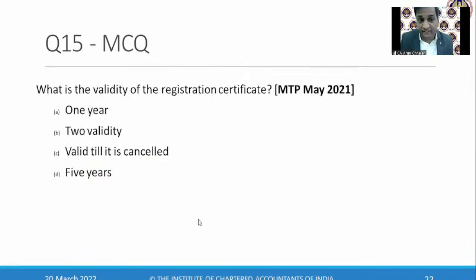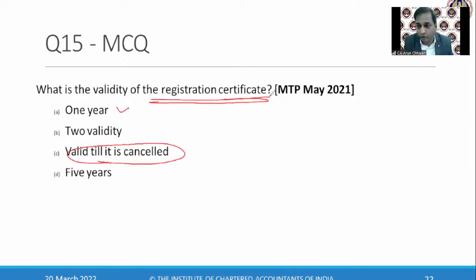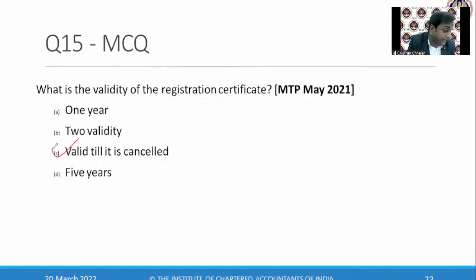The certificate which is being granted is valid till it is cancelled. It has no validity period; I am talking about the normal certificate. In case of the casual taxable person and the non-resident taxable person, yes, there is a validity period. But in case of normal registration, there is no validity period. It is valid till it is cancelled. So the right answer for the last question is option B, as we have discussed. What is the validity period? It is valid till cancelled.